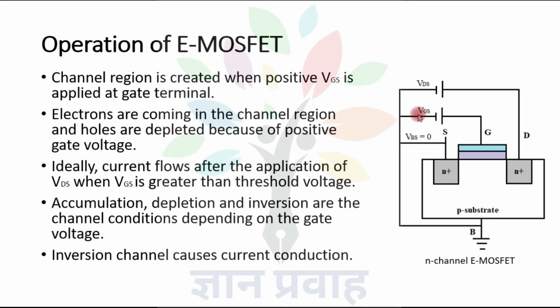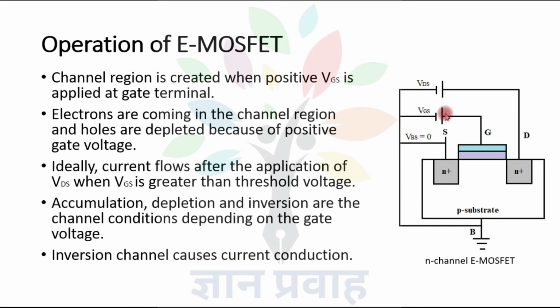So when we apply VGS voltage in positive polarity, it means positive charges are there and negative charges are coming here due to the capacitive effect of this MOSFET configuration. Negative charges are nothing but electrons. It means channel formation is there between the N plus region and N plus region. It means there is a current conduction. So current conduction is there in the NMOS device when we apply positive VDS and positive VGS voltage.